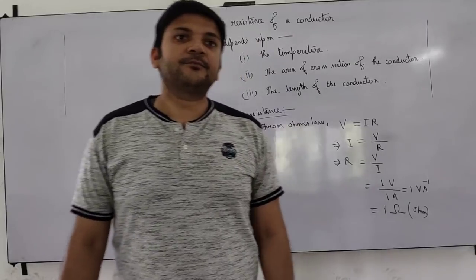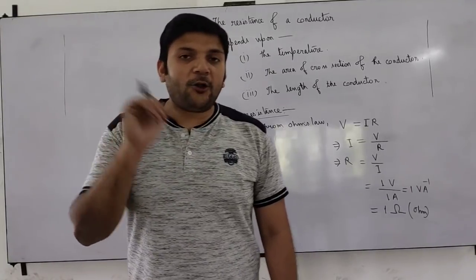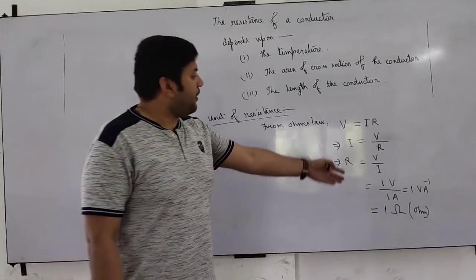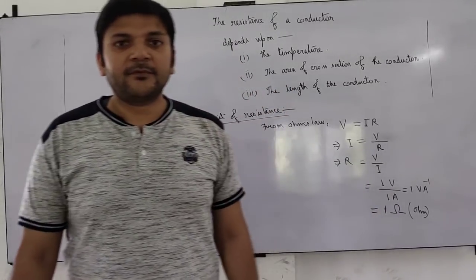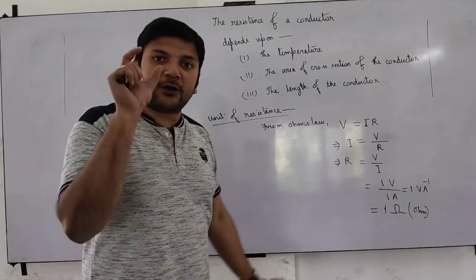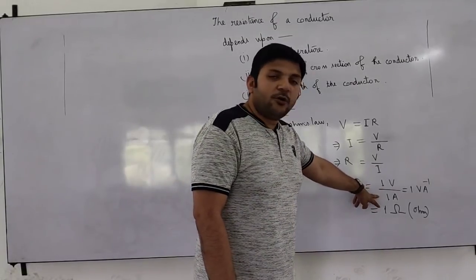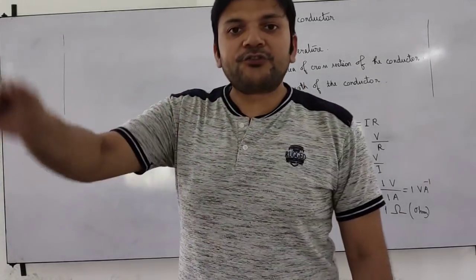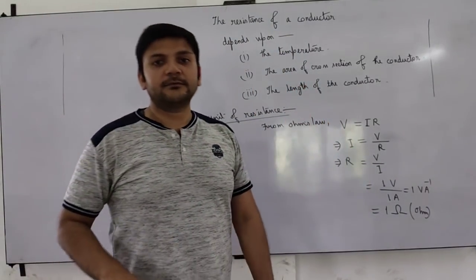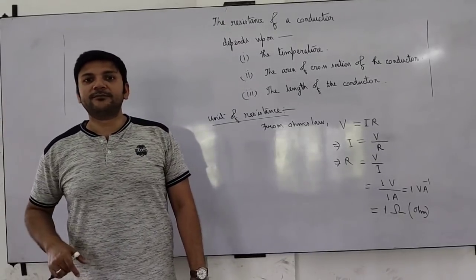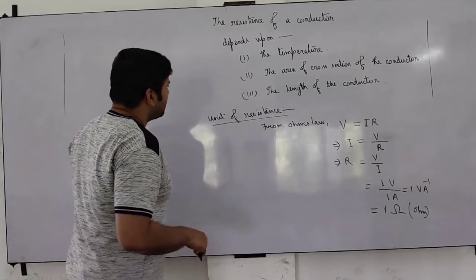So in the exam, you are often asked to define 1 ohm resistance. Okay? Then how can we define 1 ohm resistance from this formula? The resistance of a conductor is said to be 1 ohm if 1 ampere current flows through it due to a potential difference of 1 volt across it. Okay, so write it down.